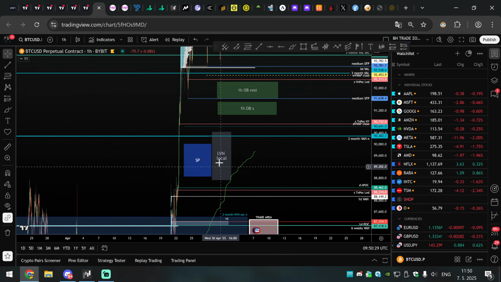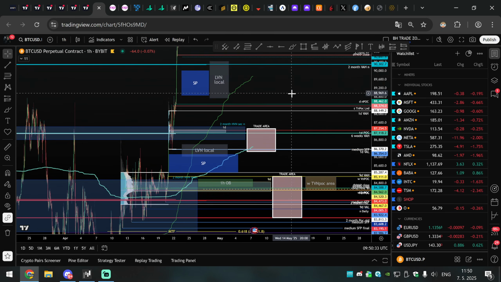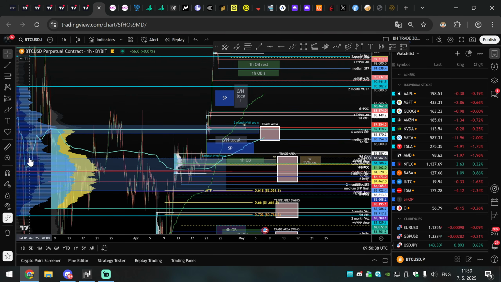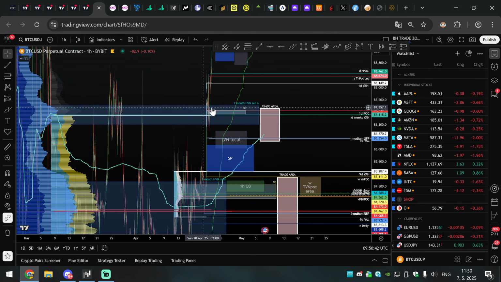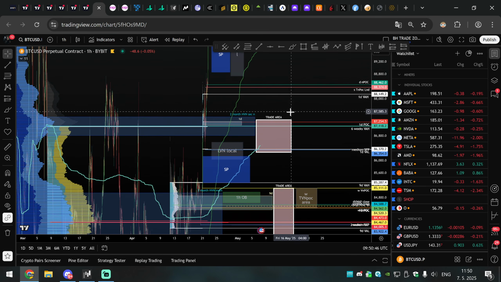We have single prints here, a low volume node, but this is still a very low support area. The first trade area is actually coming here, when you will be retesting a massive level. We were trading for a few weeks here, so this is a multi-week high volume node, a 2-month high volume node actually, with 6 weeks VAH. It is very likely to be the first support for Bitcoin.